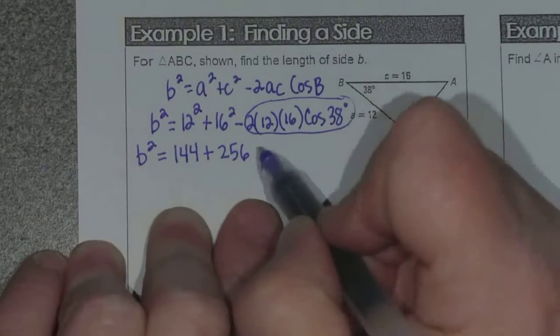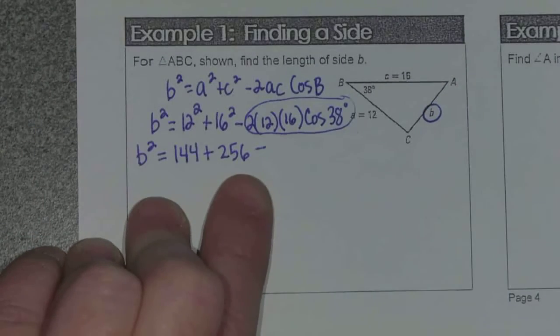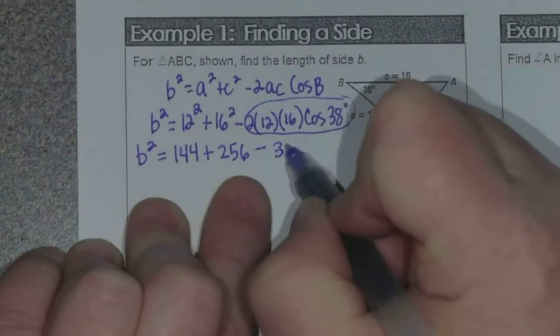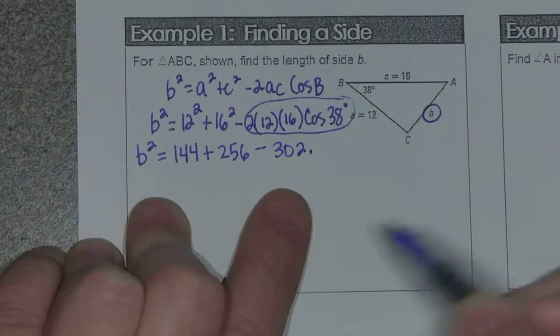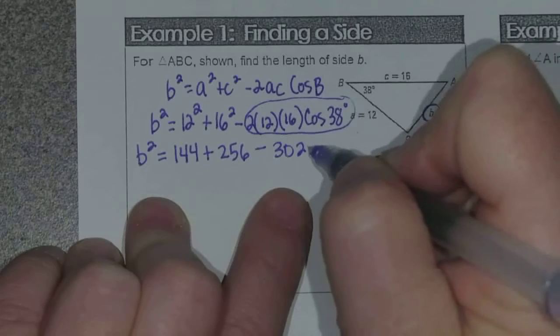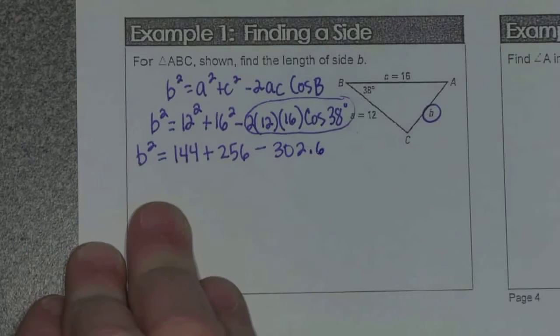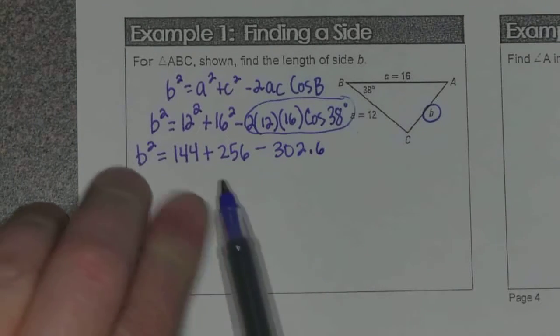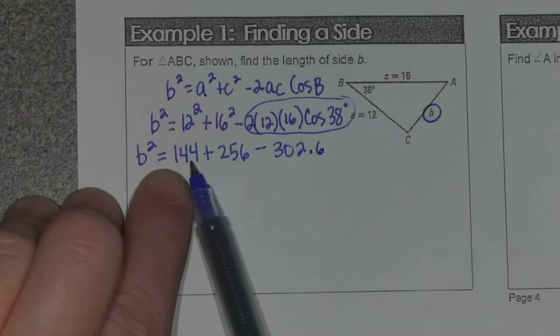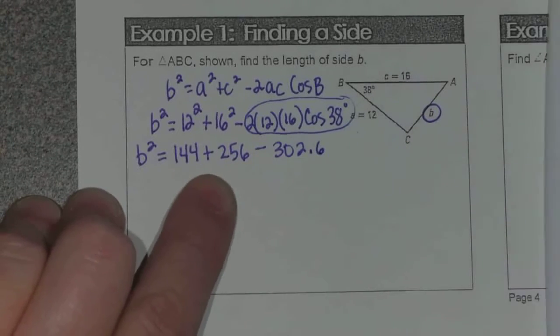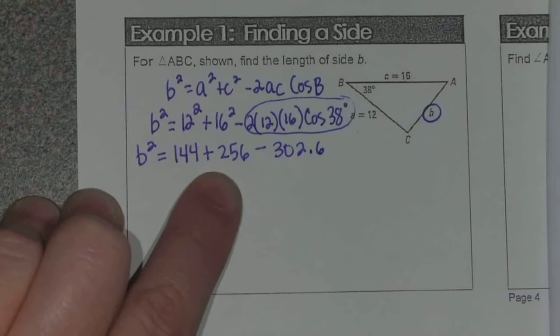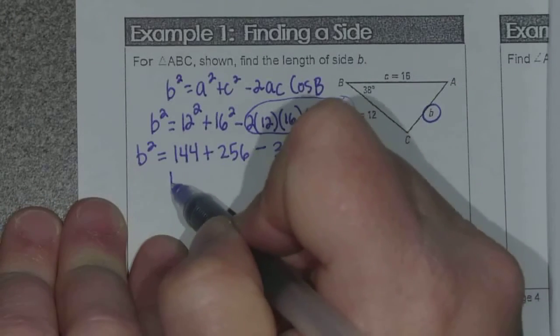What did you guys get when you did that? Yeah, 302.59, that would have to round up, right? So it's really 302.6 if we're rounding that correctly. Okay, do you see how this is arithmetic now? Positive number, negative number. So just add them on your calculator, right? So you can do 144 plus 256 minus 302.6. And when you do that, what do you get?